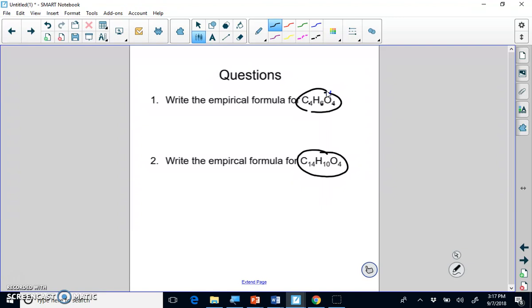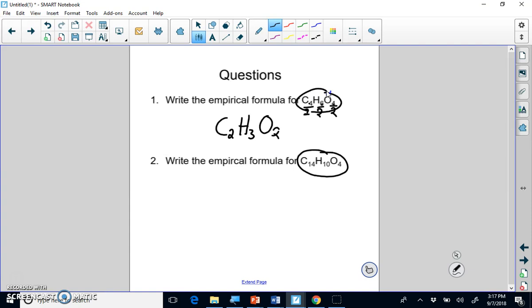And what can go into 4, 6, and 4 evenly? Well, that's 2. So for carbon, 4 divided by 2 is 2. Hydrogen is 6, so we're dividing this by 2, which is 3. And then oxygen, there are 4 of them, divided by 2 is 2. And that is the empirical formula for that formula.